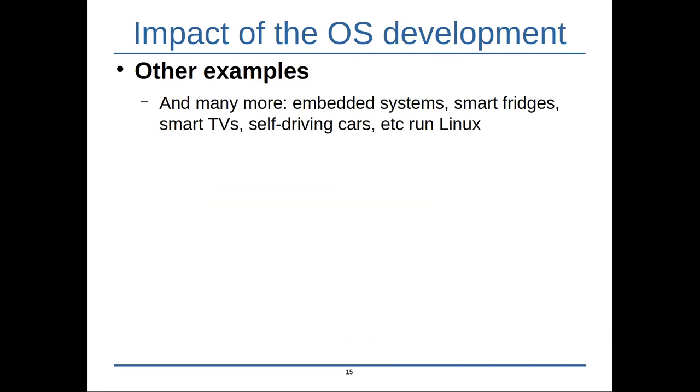Other examples, we have a lot of embedded systems. Nowadays, smart fridges, smart TVs, self-driving cars, they run Linux. Some smart TVs run Android, but some run Linux. So it's also very common. And Android itself is using the Linux kernel, by the way. So that's pretty much related. That's really a lot of examples. You can probably come up with many more. I just mentioned a few.